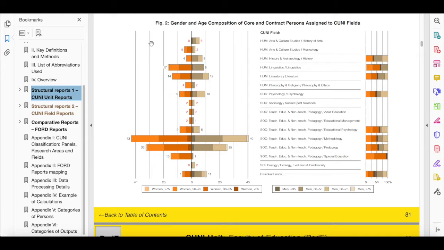Figure 2. Gender and age composition of core and contract persons assigned to CUNI fields. This figure shows both absolute counts and shares of persons self-assigned to each field, by gender and age group. Note that only two major categories of persons, core and contract, are represented on this graph. Shares on the right panel are omitted if the total number of persons is less than 10.